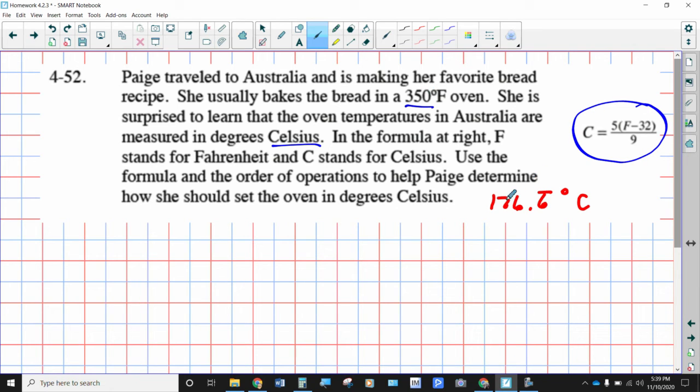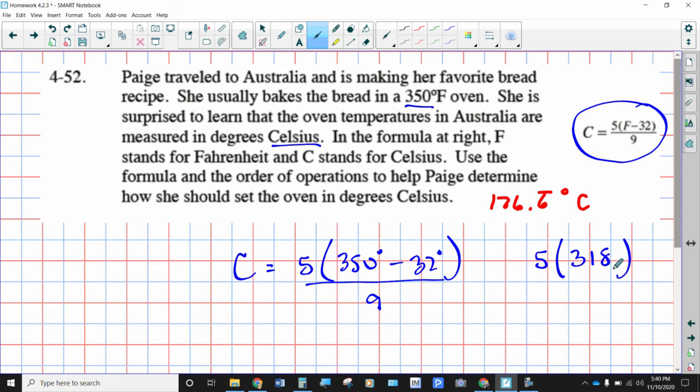So in order to get the equivalent Celsius, we would have to take this formula and plug in 350 degrees into the formula. And then once you've completed everything on the top, then you divide it by 9. Okay? So what is 350 minus 32? I believe that ends up being 318, if I'm not mistaken, because 32 plus 18 is 50, right? Yes, it is. So now we're going to have to multiply 5 times 318.